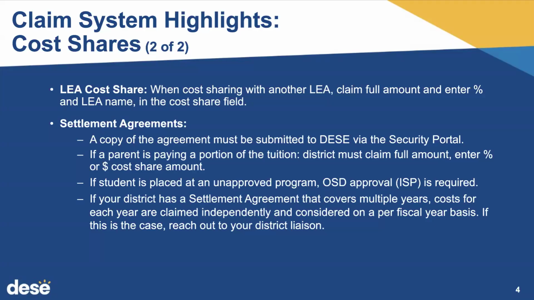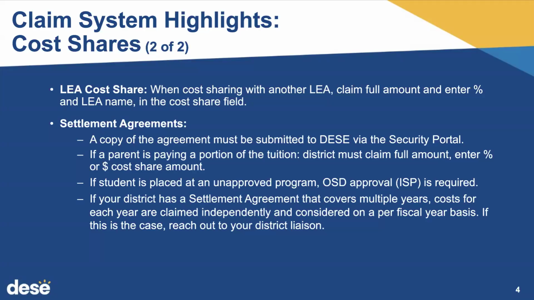Where this gets a little trickier are these last two bullets. If the student is placed in an unapproved program or an individual student program, even though this is based on a settlement agreement, you still do need OSD approval. And I believe when you're submitting your ISP to get OSD approval, you're submitting a copy of that settlement agreement with the request for the unapproved program.